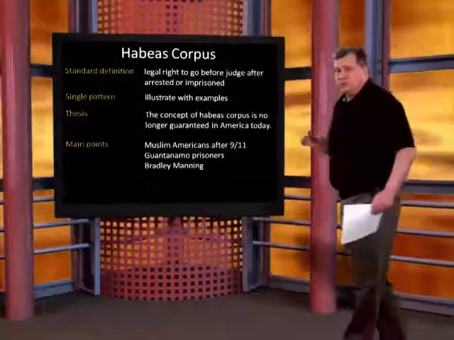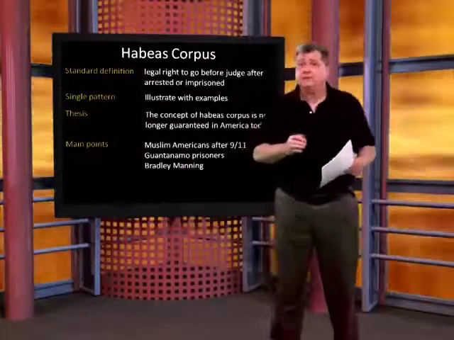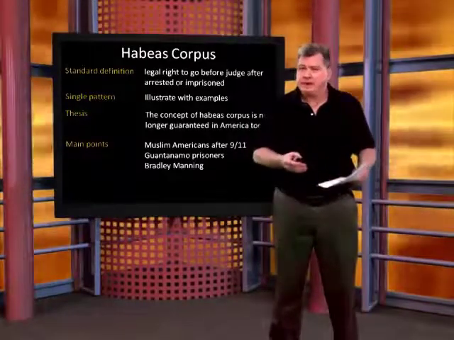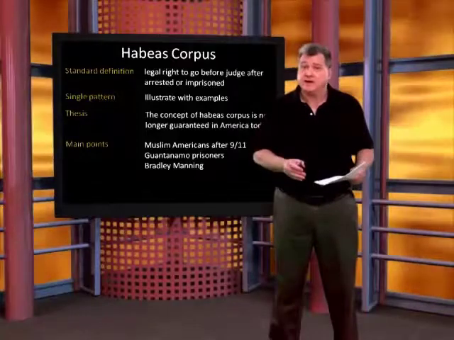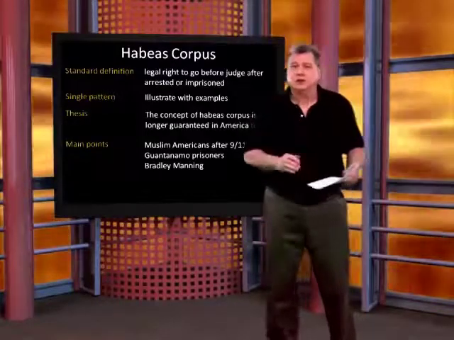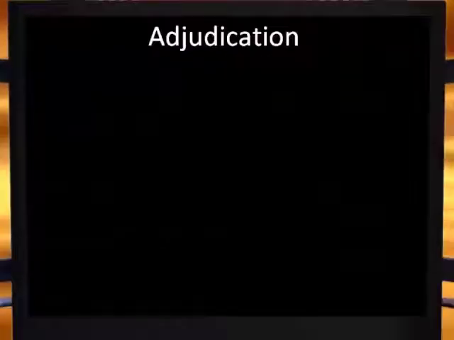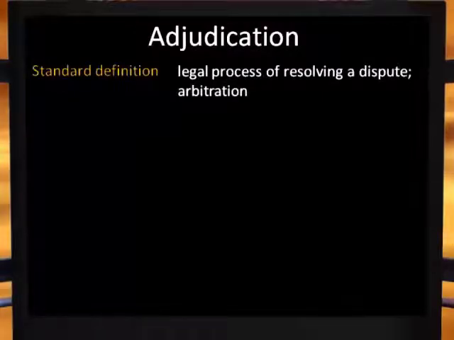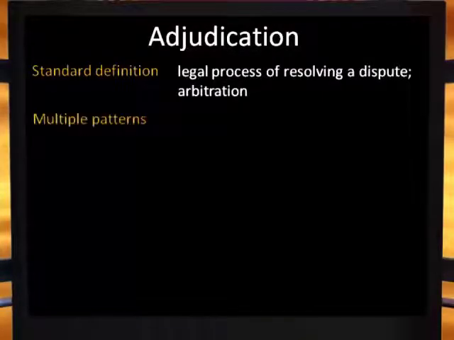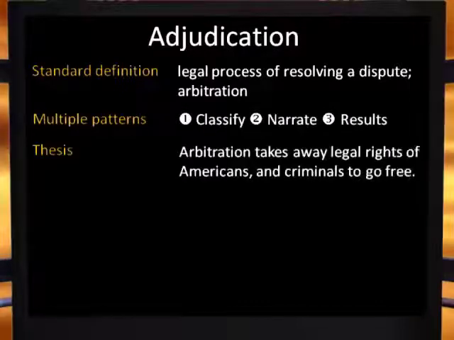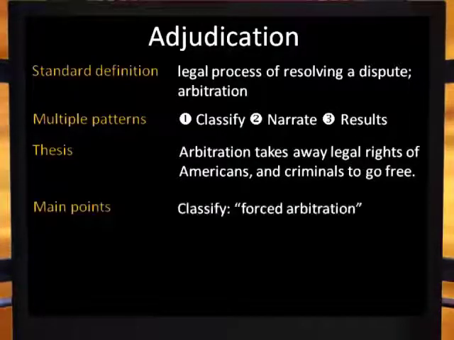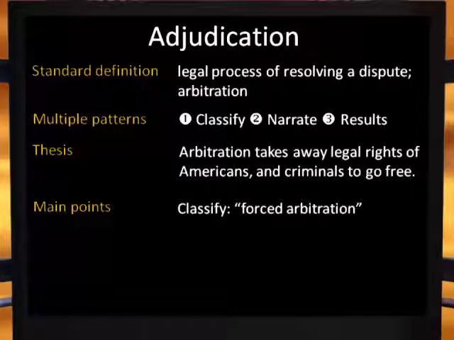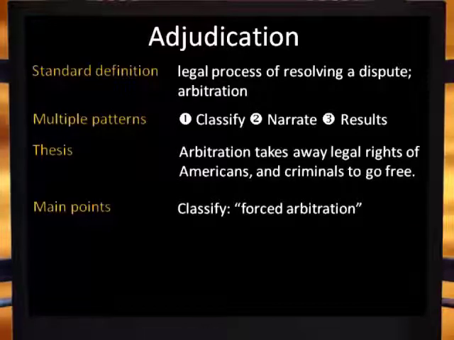crime. Now, as we talked about, you can also combine these patterns, mixing and matching, in order to develop the main point, your slant, in the way that best makes that point for you. Let's take a look at how to combine some of these patterns. Term: adjudication. Standard definition: legal process of resolving a dispute, arbitration. Thesis: when it comes to criminal acts, adjudication short-circuits the legal rights of Americans. Our support, well, we could use the classify pattern and define forced arbitration as the type of arbitration or adjudication that we are going to write about.